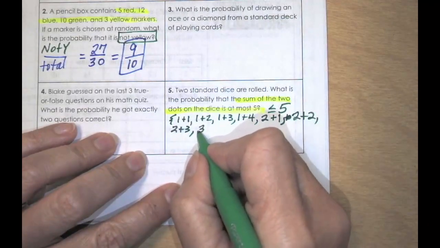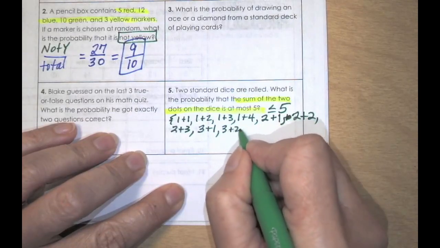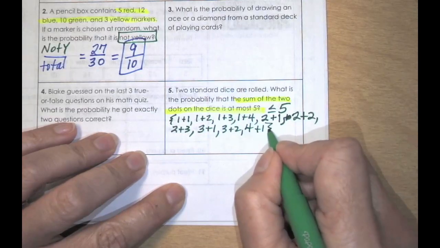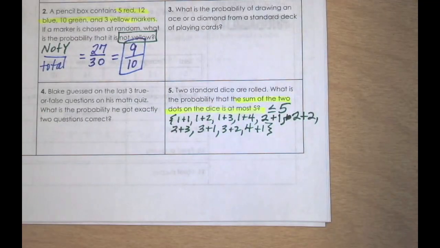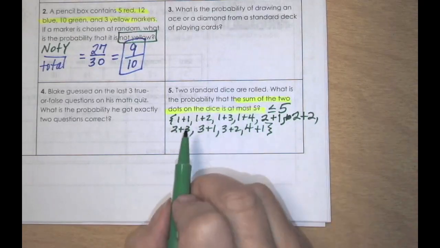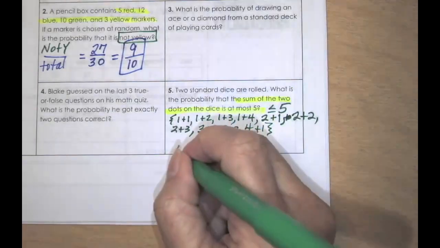Let's see, what if the first one was a 3? I could have a 1, a 2, that's it. If the first one was a 4, I could have a 1. So those are all my choices of what combinations of 2 dice could get me a sum of 5 or less. 1, 2, 3, 4, 5, 6, 7, 8, 9, 10.